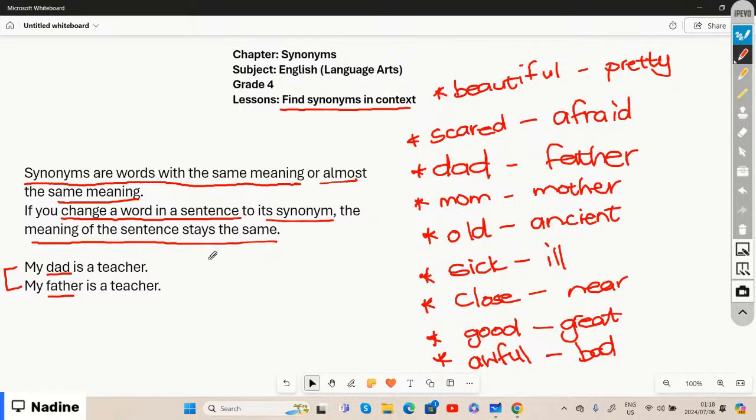Another word for unhappy. If you're unhappy, another word for unhappy.